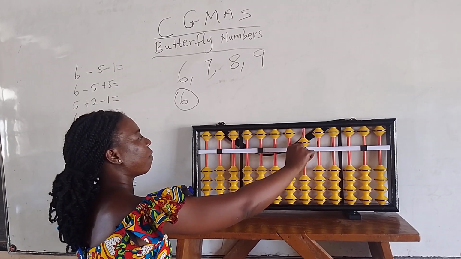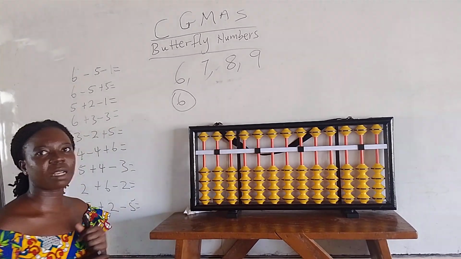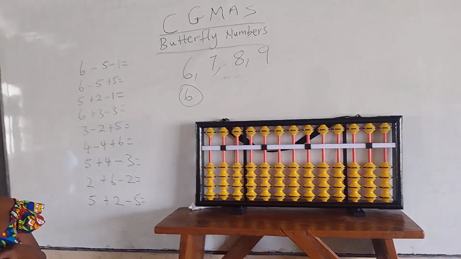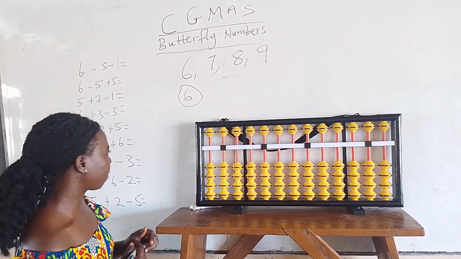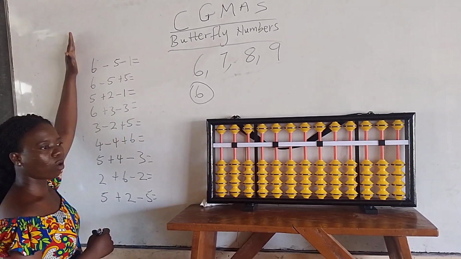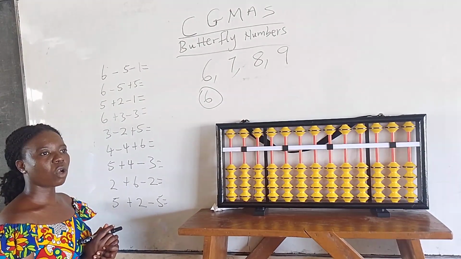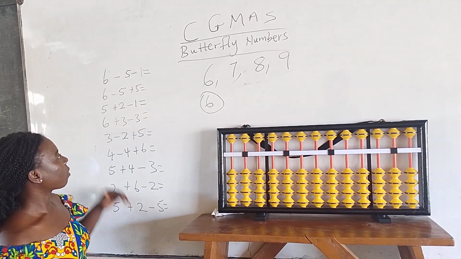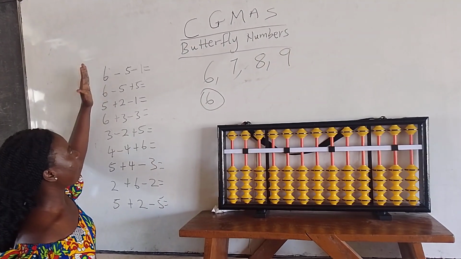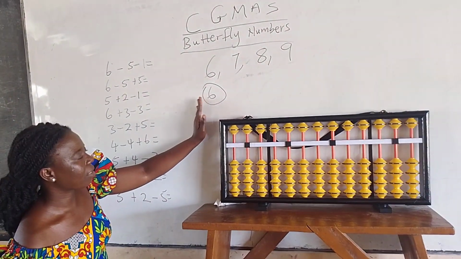6. Very good. So let's solve some example questions under the butterfly number 6, so that we will not be lost. Now, we have some questions on the board here. I will solve them with you so that we can know how to go about working with numbers on the butterfly number 6.